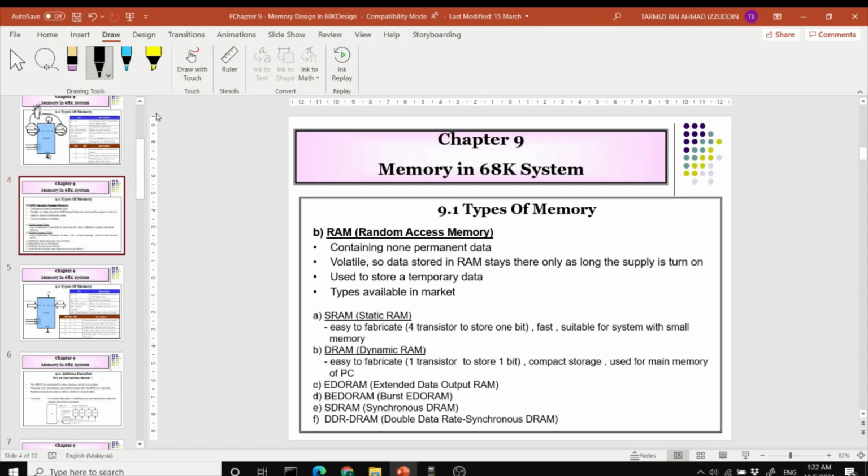And we have DRAM, dynamic RAM. Again, it is still easy to fabricate, only uses 1 transistor to store 1 bit, and it's used for the memory of PCs. And then we have EDO RAM, we have BDO RAM, we have SDRAM, and the latest technology, what we call DDR RAM, the double data rate synchronous DRAM.